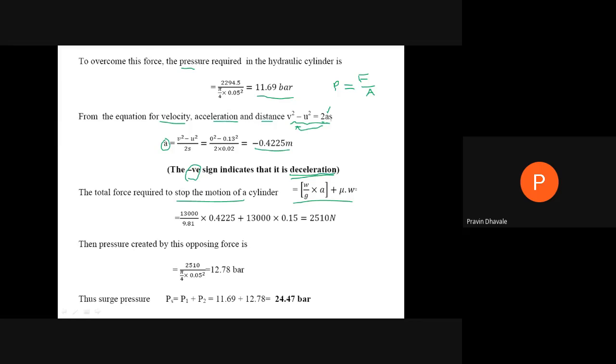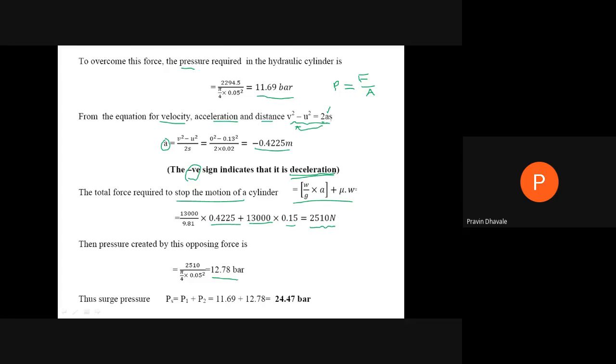You are calculating the acceleration. Its value is this, plus mu. You know that its value is 0.15, the coefficient of friction, and W, that is 13 Newton. So you are getting the total force required to stop the motion of the cylinder, 2510 Newton. Once we get the force, calculating the pressure is easy. Pressure is equal to force upon area. We know the force, and the area is again pi by 4 d square with the inner bore diameter.